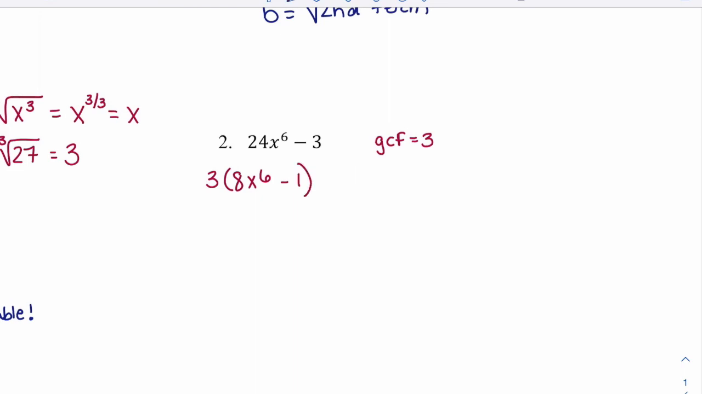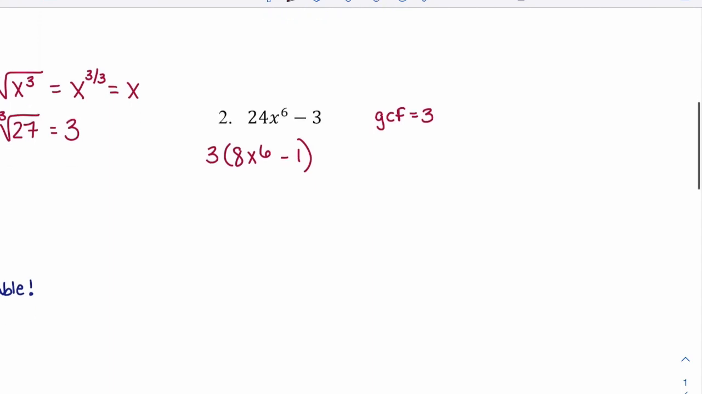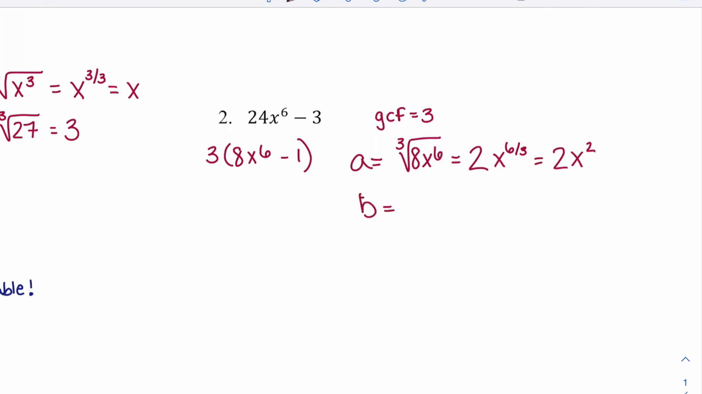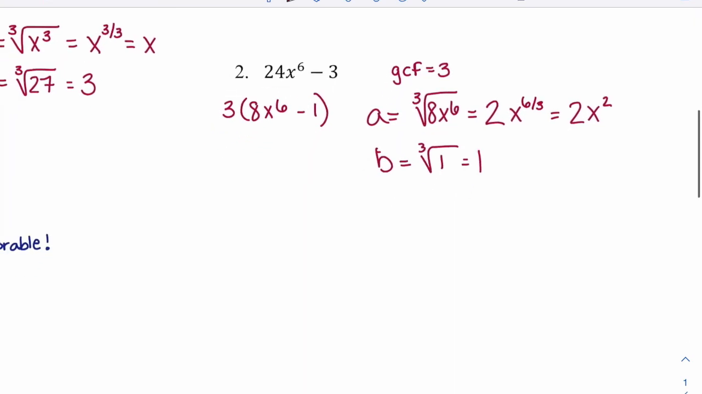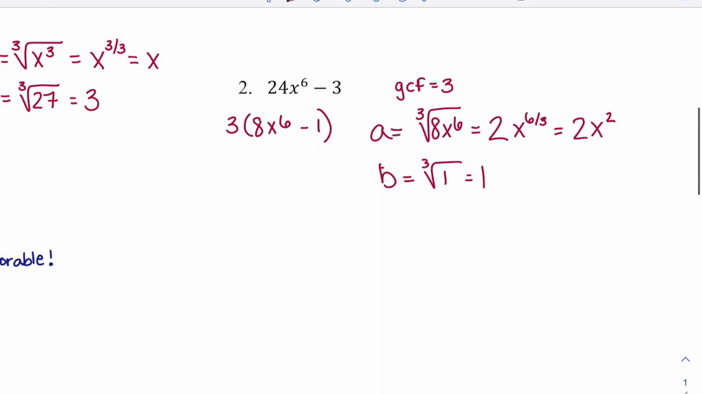And now I'm set up to take the cube root of each term. So cube root of 8x to the 6th. Well, the cube root of 8 is 2. And x to the 6th divided by 3 would get me 2x squared. So that's my a. My b is going to be the cube root of 1, which is just 1. So I have my a and my b. So it's going to be my GCF.